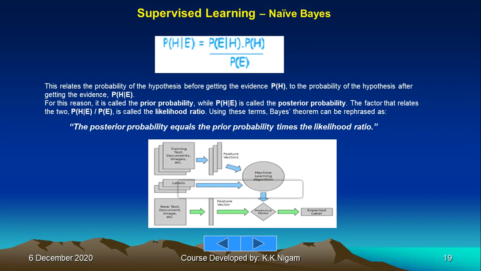Now this relates the probability of the hypothesis before getting the evidence to the probability of the hypothesis after getting the evidence. For this reason, P(H) is called the prior probability, while P(H|E) is called the posterior probability. The factor that relates the two, that is P(E|H) divided by P(E), is called the likelihood ratio. Using these terms, Bayes theorem can be rephrased as: the posterior probability equals the prior probability times the likelihood ratio.